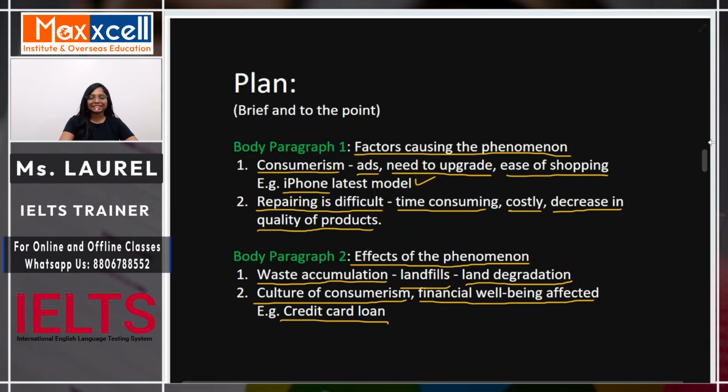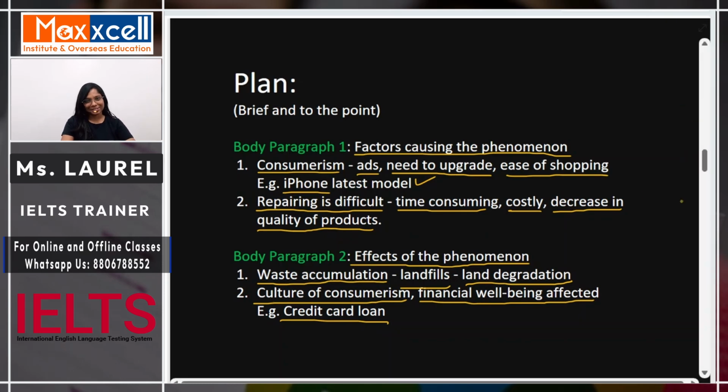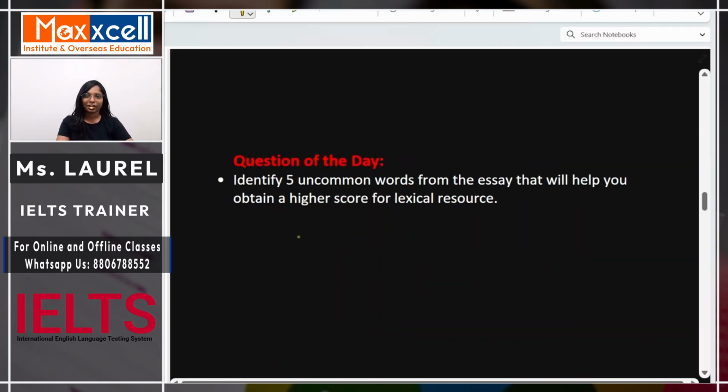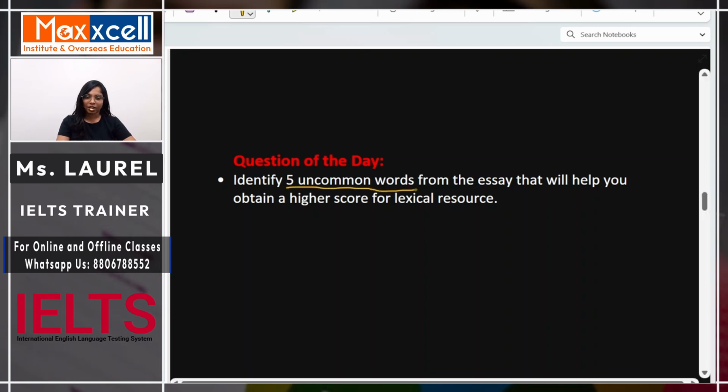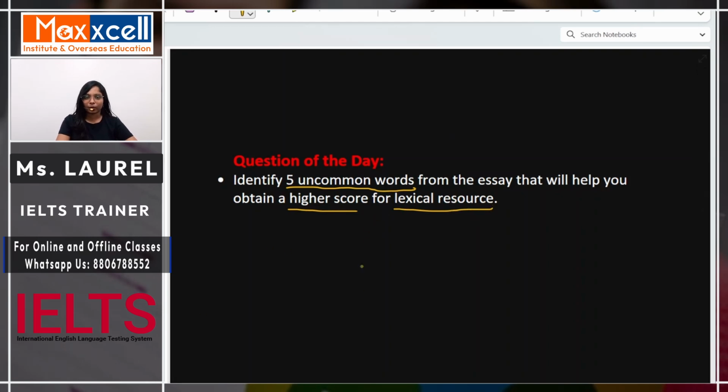And this is the complete plan we have for this essay. So now let us execute this plan. Before that, let us look at the question of the day, and that is: identify 5 uncommon words from the essay that will help you to obtain a higher score for lexical resource. So your job is to watch out for some really good vocabulary that is going to come your way in this particular essay, and then you need to write it down. You can then later type it in the comment box and let us know which words you found.